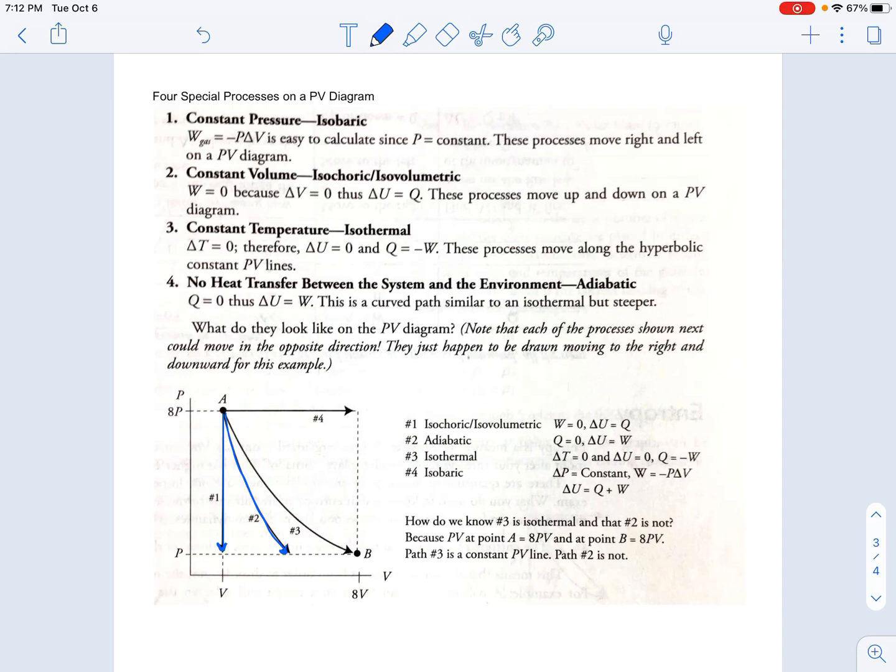Oh, number 2, sorry. Number 2 is adiabatic. I was reading the wrong thing here. Number 4 here is isobaric, meaning constant pressure. And number 3 here would be an example of an isothermal process. And then we have a summary of what happens with work and internal energy. For example, in an adiabatic process, no heat is exchanged, so Q is 0, and therefore the change in internal energy is equal to the work.